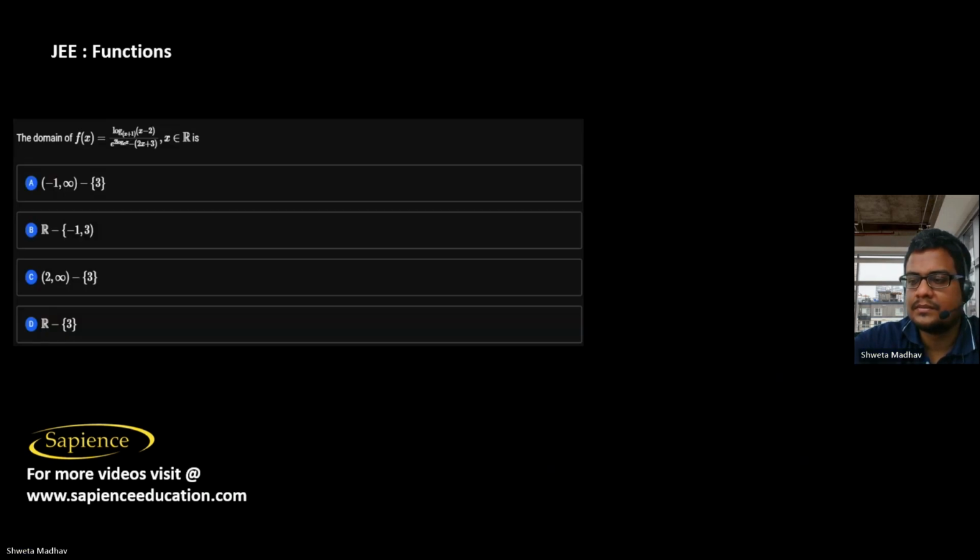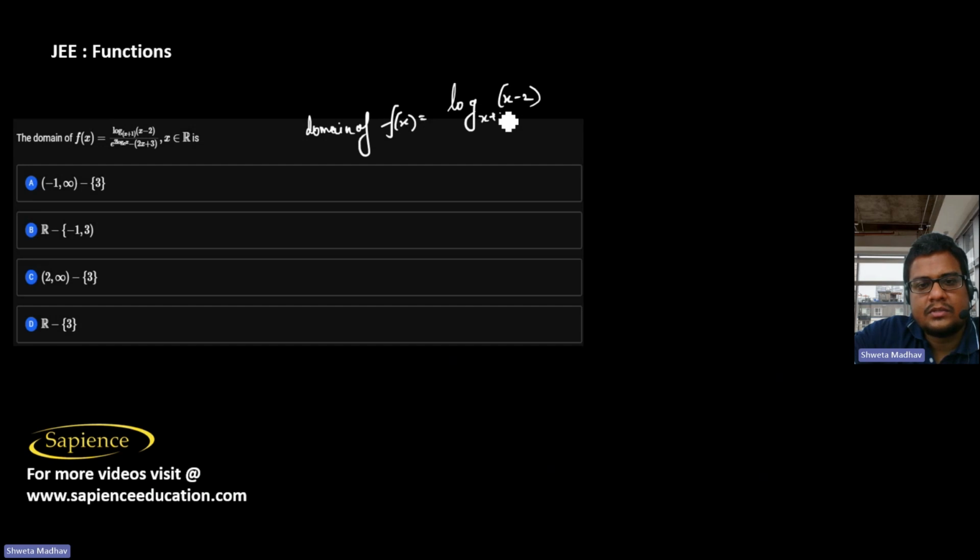Then here it is told to find the domain of the function f of x, which is equal to log x minus 2 base x plus 1 divided by e power 2 log x base e minus 2x plus 3, x belongs to R. So its domain we have to find.